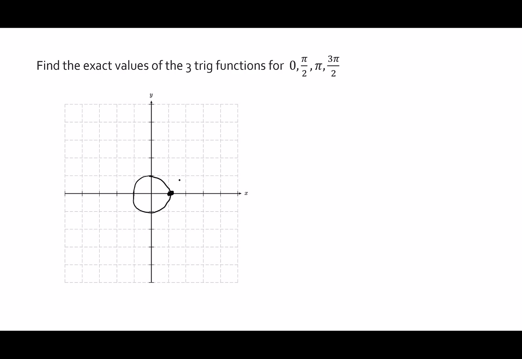Starting at 0, our point is (1, 0). Remember that the first coordinate is cosine, and the second coordinate is sine. This shows us that sine of 0 is equal to 0. Cosine of 0 is equal to 1. Tangent, remember that we can use sine over cosine, 0 over 1 is just 0.